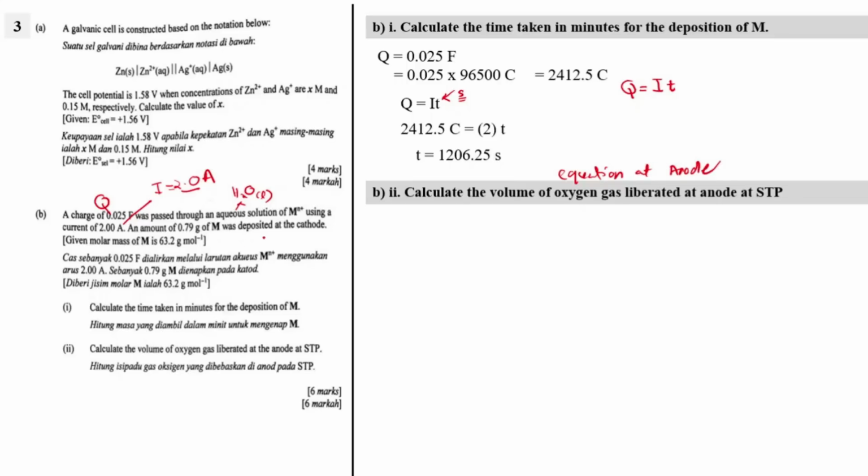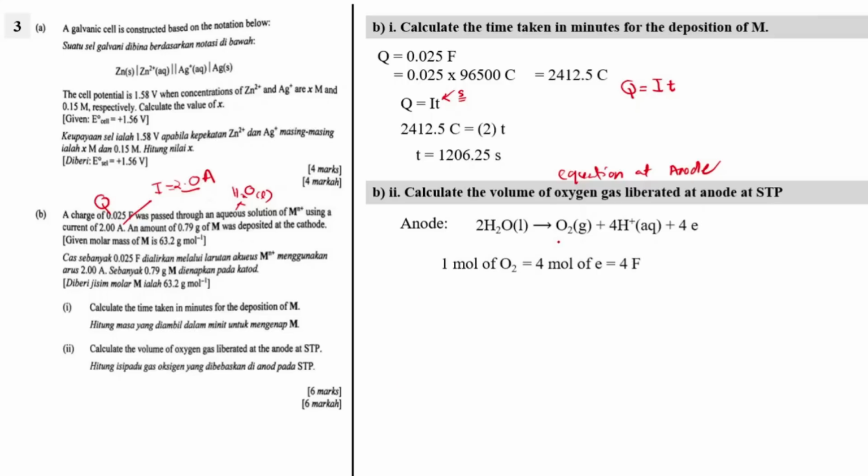Okay, so we know that in an aqueous solution, there's going to be water, right? So water is going to be oxidized at the anode. At the anode, 2H2O liquid produces oxygen gas plus 4H+ aqueous ions plus 4 moles of electrons. So double check, make sure the number of electrons is correct, and the stoichiometry is also correct.